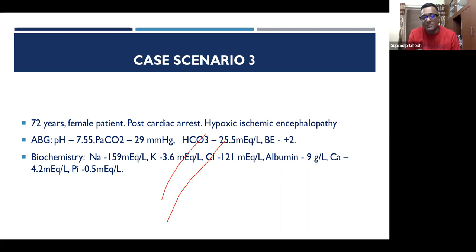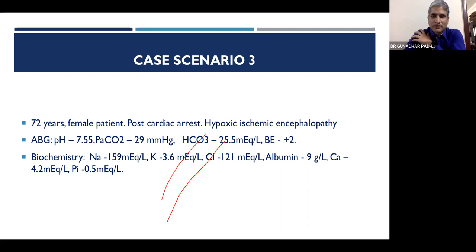Albumin is high or phosphate is high, it will produce metabolic acidosis. And the second thing most of them are interested to know is whether it can differentiate between high anion gap metabolic acidosis versus normal anion gap.